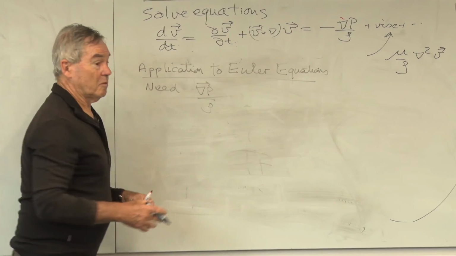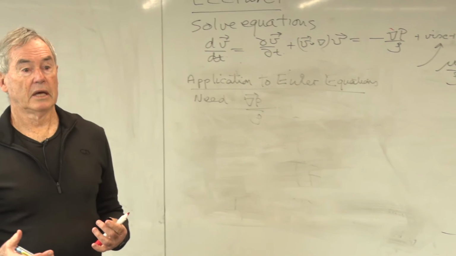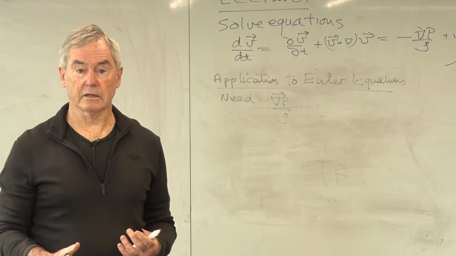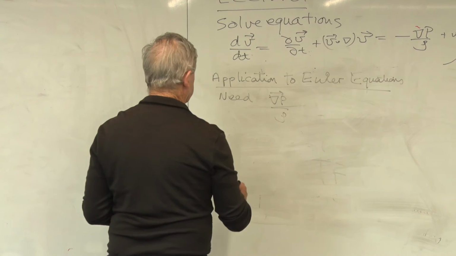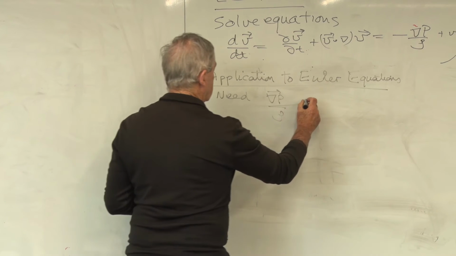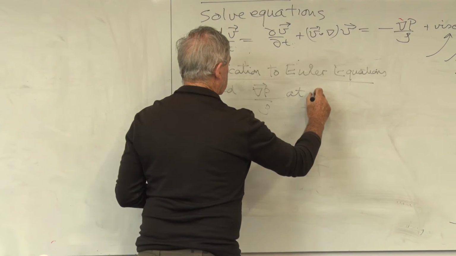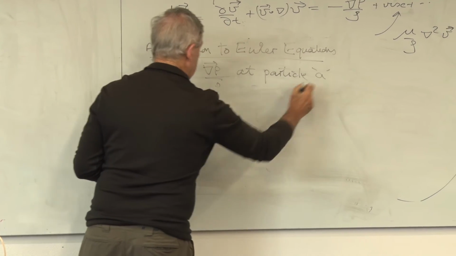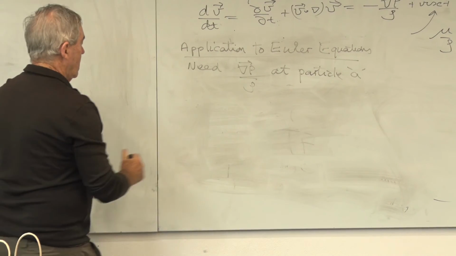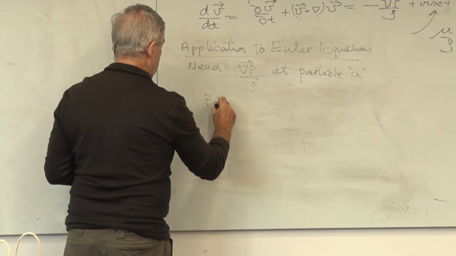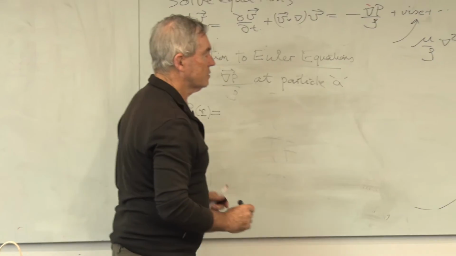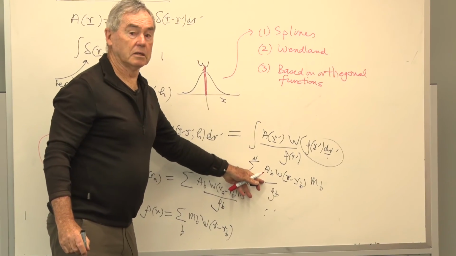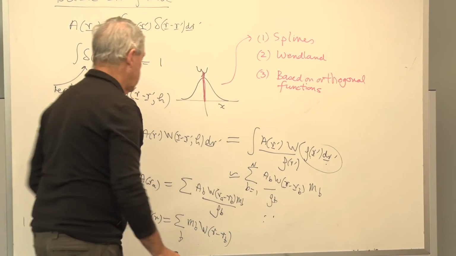Now for grad P, the most obvious thing to do is to write P in this sort of interpolation form and then take its gradient. What could be simpler? So, at particle A, well, first of all, P at some point R is equal to, we just put P in here. So it'd have P on rho and grad W and M.